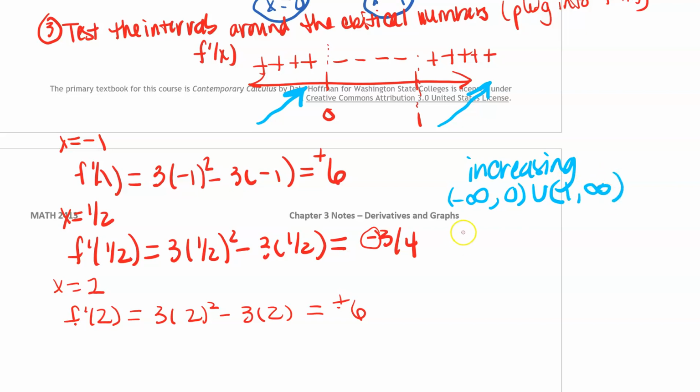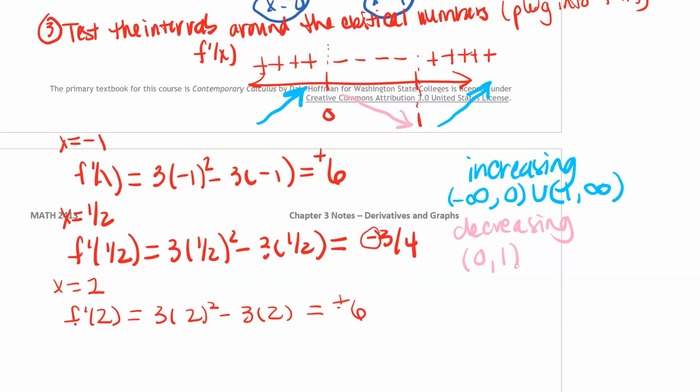Now, where is this function decreasing? We're going to look here. It would be going down in this region where that has negatives. And so that would be on the interval from 0 to 1. And notice these are parentheses, not brackets. That is because at 0 and 1, we actually have a derivative of 0, and so it's not increasing or decreasing.